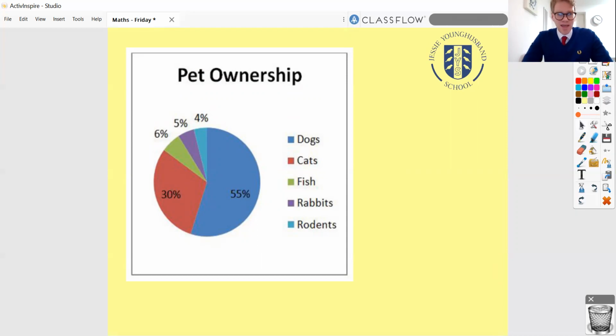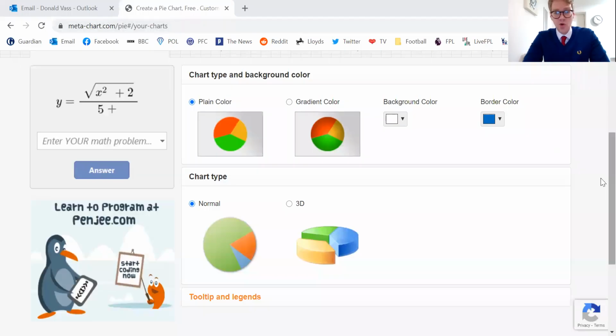Now, if you're interested in making a pie chart of your own, I've put a little link in the description box today where you can see the following website. Oh, I better just change that, sorry. You can see the following website. Here we go. And this is a nice simple way to help you create your own pie chart.